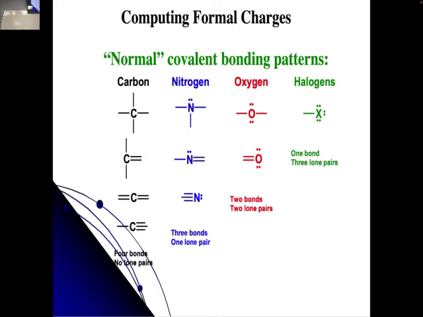Do we need to memorize the number of valence electrons for each one, or like the shapes? I don't understand.